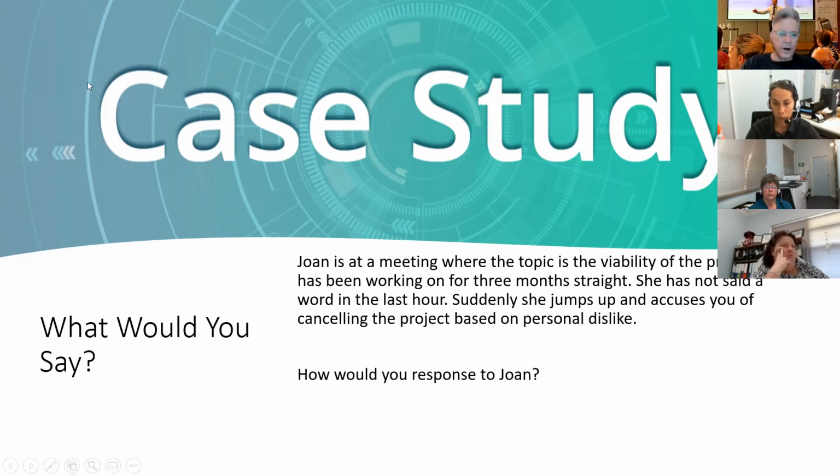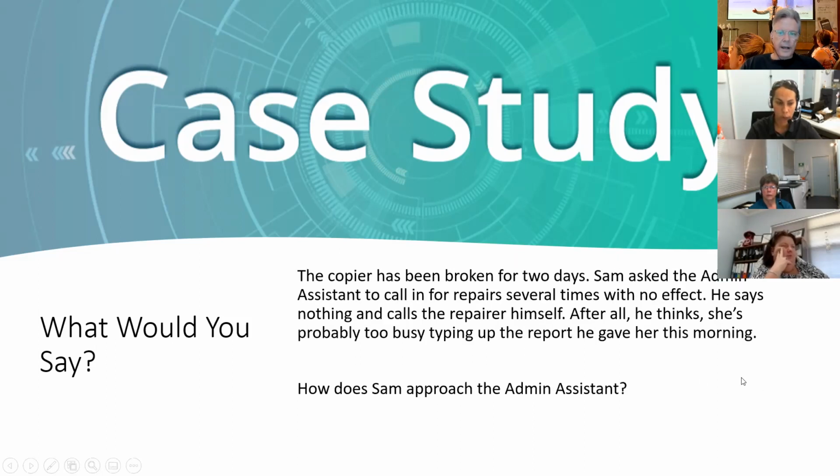What about this one? Let's try the next one. Now, the copier, the photocopier, has broken down for 2 days, and Sam's asked the administrative assistant to call in for repairs several times with no effect. He says nothing and calls the repairer himself. So obviously the admin person hasn't done their job. Sam ends up calling the repairer. After all, he thinks, she's probably too busy typing up the report he gave her at the meeting.